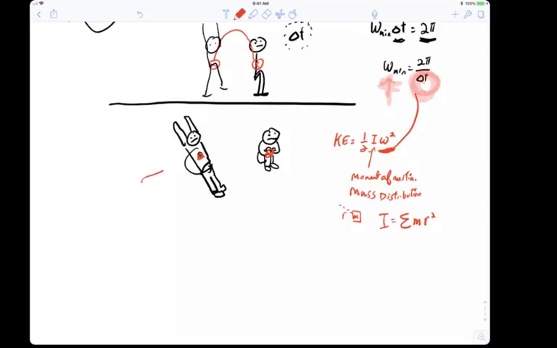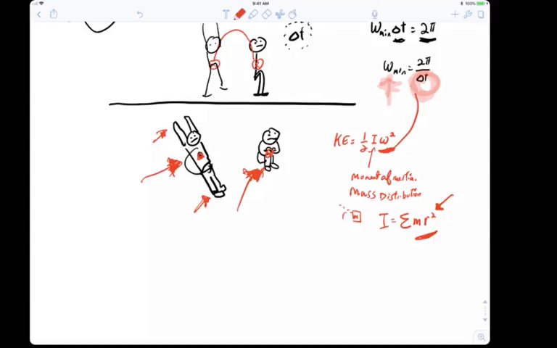Now, in this case, these two people have the same mass because it's the same person. But in this one here, the mass is all close to the center of mass. It's close to the center. In this case, all the mass is, well, it's distributed. Some of the mass out here is much farther away from the middle. Why does that matter? It matters in this formula, r squared. That means that if something is far away from the middle, it's going to have a huge increase on the moment of inertia.